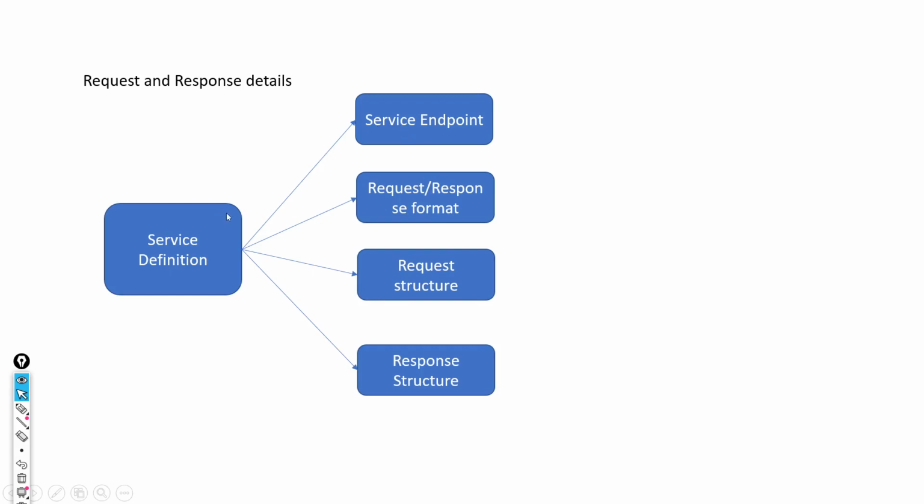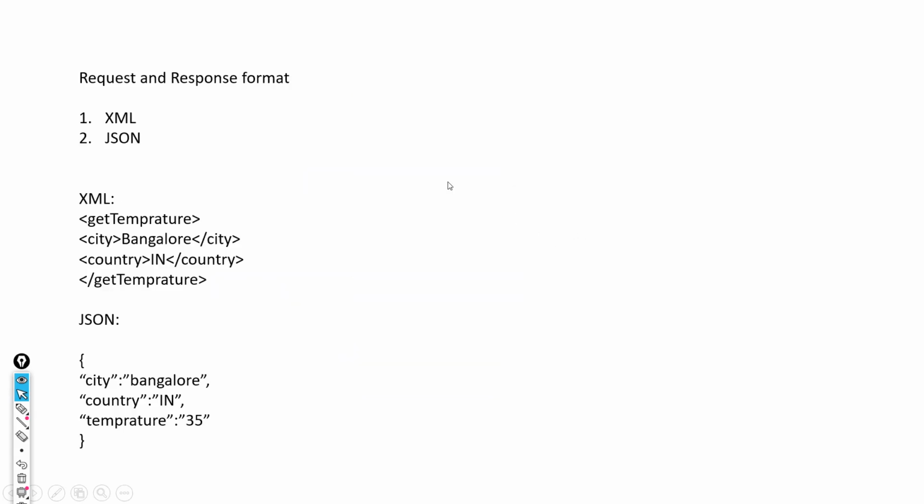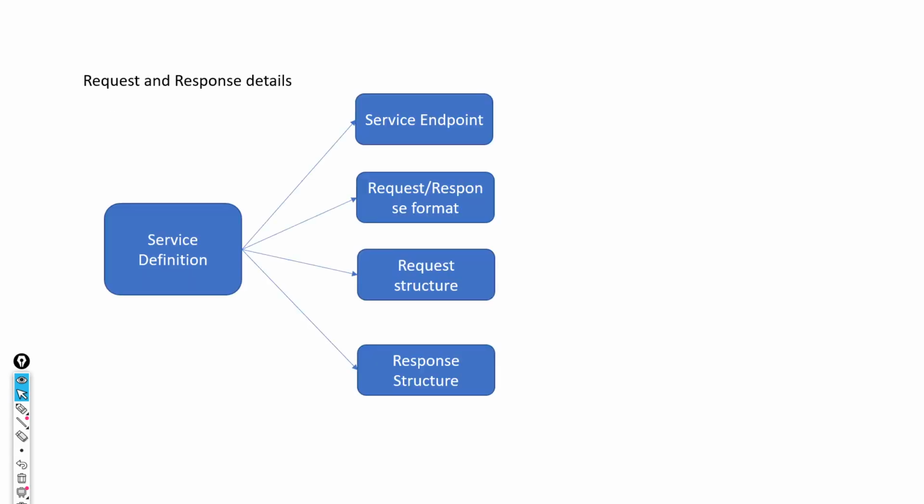Here, service definition will have the service endpoint. What is the service endpoint? I will go through the details about the service endpoint in later sections. Just remember, the service endpoint will be there. A request response format will be there, like XML request or XML response, XML request or JSON response. These details will be there in the request response format.